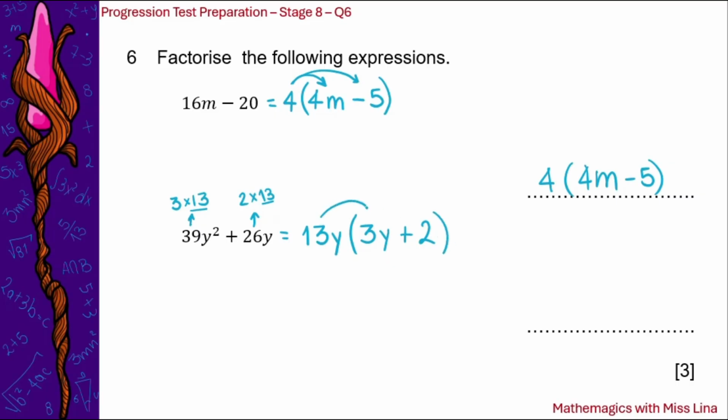Remember to check. 13 times 3, 39. y times y is y squared. 13y times 2 is 26y. So this is correct, and you can go ahead and write your answer. And that's how you would get the 3 marks. Notice that you need to have the 2 exercises correct in order to get the 3 marks. If you have just one of them, probably you are just going to get 1 mark.